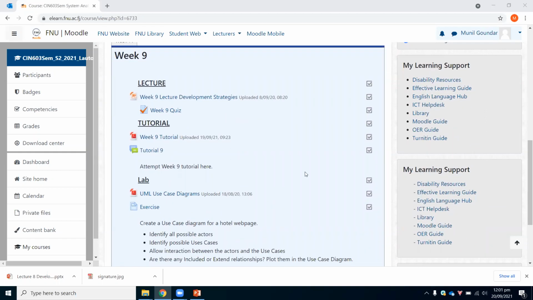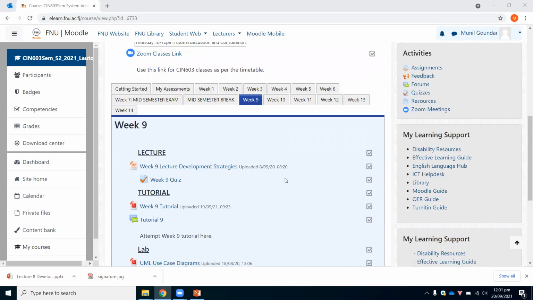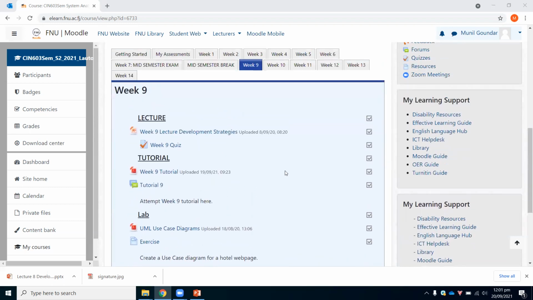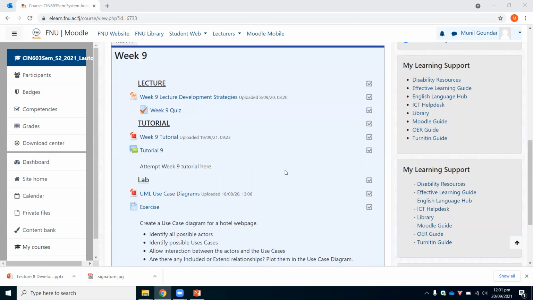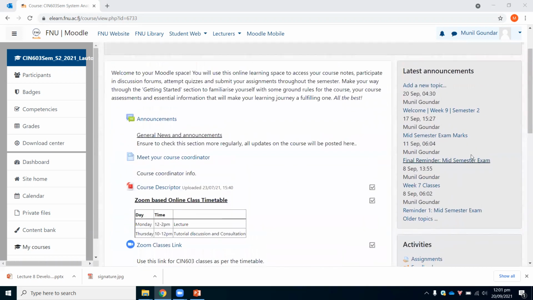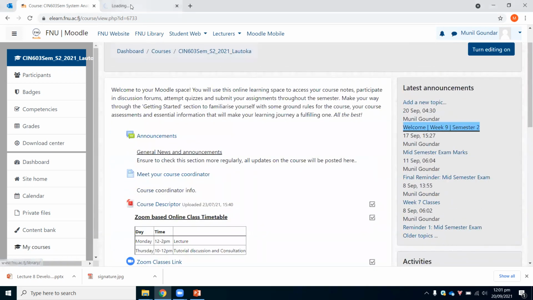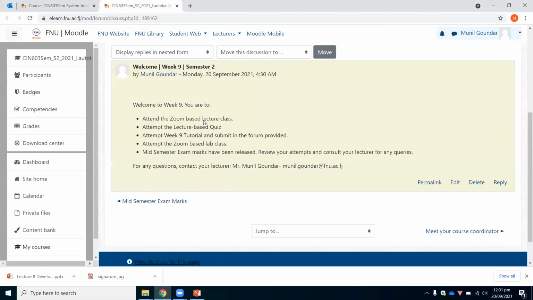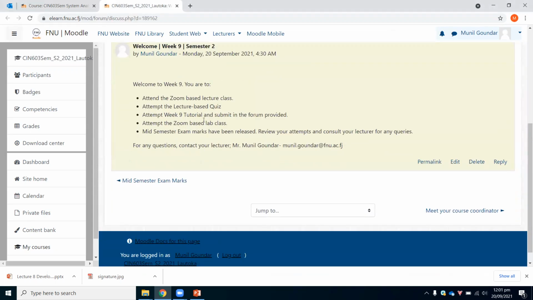As you must have noticed, the time is flying away very fast, and we have reached the second half of the semester. Now, for this week, there are a few things that we will be doing. As usual, we will be going over our to-do list for week 9. You are to attend the Zoom-based lecture class, which is this particular class. You also have to attempt your lecture-based quiz, which you may find right underneath the week 9 section of the Moodle show.